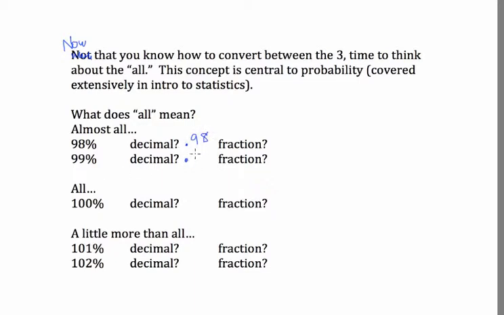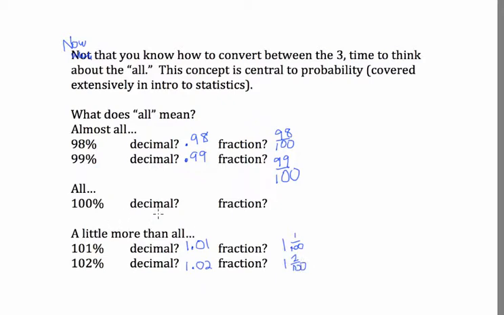99% as a decimal. And as a fraction, I'm going to leave them unreduced. And let's think about a little more than all. So 101%, if I were to change that to a decimal, I would move my decimal two spots. So I'd have 1.01. And 102% would be 1.02. And the fractions, I'd have 1 and 1/100th, and 1 and 2/100ths.